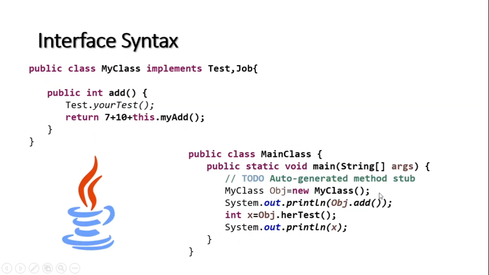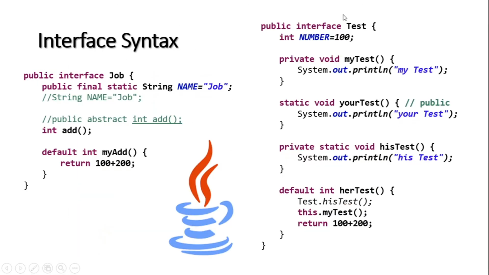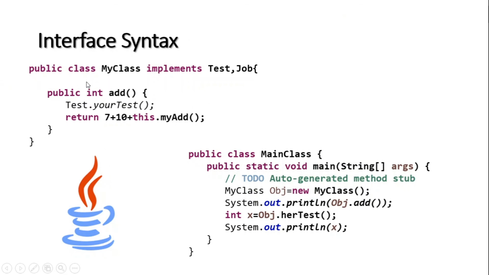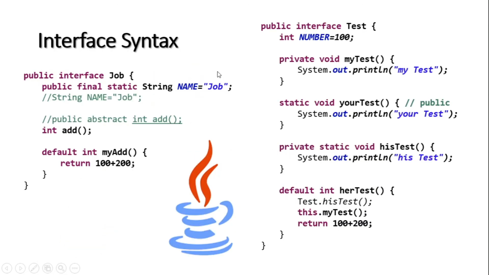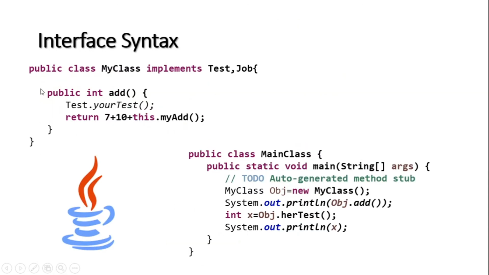Now let's move on to the class that's going to implement those 2 interfaces. So I have interface job, interface test, and here it is. This is the syntax. Public class my class, and implements, this is the keyword, and you list the interfaces you want to implement, test and job. Since I'm inheriting from the test interface, let's go back to it, and the test interface has an abstract method called add, then I have no options. I have to implement this add method. So I'm going to implement it here.